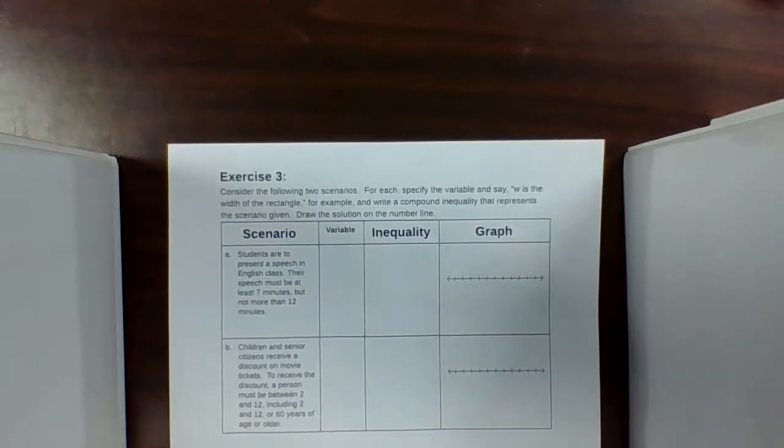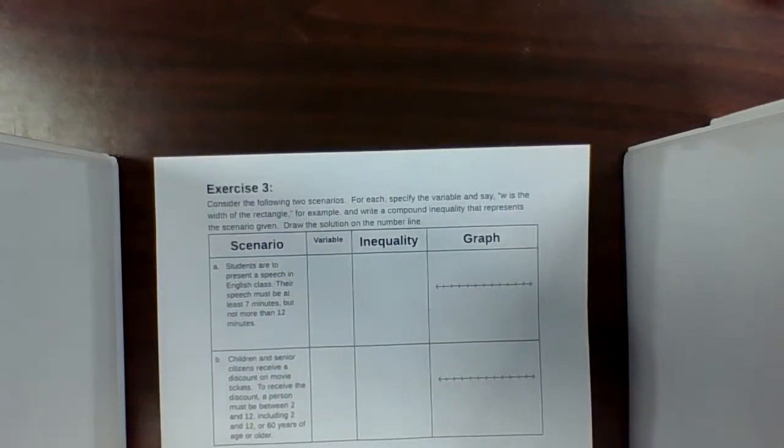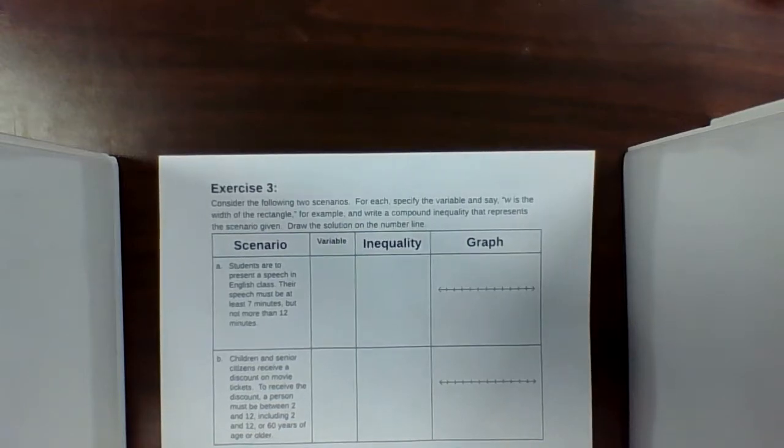As we begin, I want you to read exercise 3. Pause the video and read it, and then we'll read it together when you resume the video. Consider the following two scenarios. For each, specify the variable, say W is the width of the rectangle, for example, and then write out a compound inequality that represents the scenario given. Draw the solution on a number line.